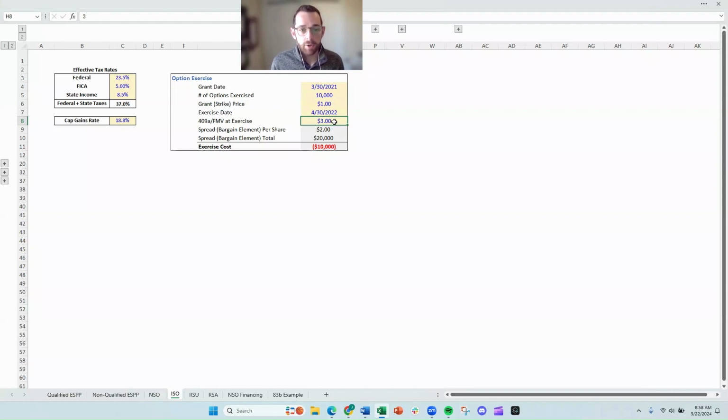The other thing that you need to understand is that because your shares have increased in value, so they are now worth $3 versus $1, there is a spread, or what's known as a bargain element, of $2. That's just the difference: $3 minus $1 is $2. You multiply that by 10,000 shares because you exercised all 10,000 shares, and you have a bargain element of $20,000. Now, this bargain element is important to understand because the bargain element is considered a positive adjustment for the AMT, and this is what could potentially trigger the alternative minimum tax.